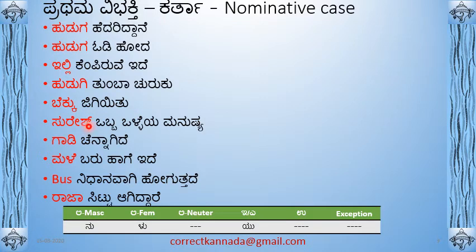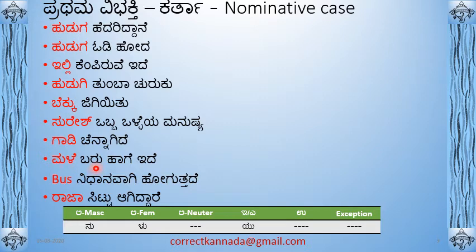Suresha, Suresh, is the name of a person. Suresh obba ollaya manushya. Obba means one. Ollaya means good. Manushya means person. So Suresh is a good person. Here Suresh is the subject and you don't put any suffix for it. Gadi chennagide. So Gadi, vehicle, is nice. Chennagide is good. Gadi means vehicle. The vehicle is nice.